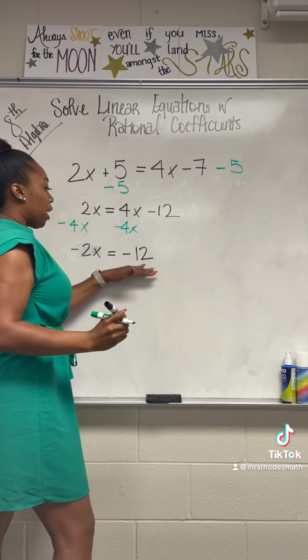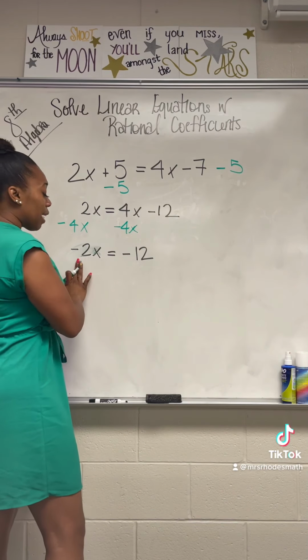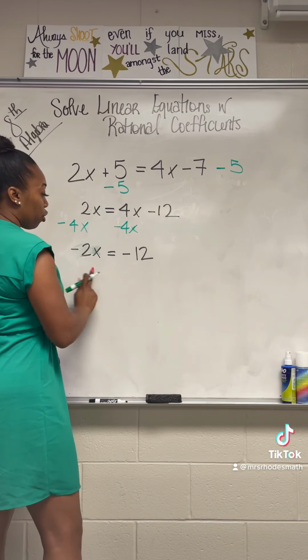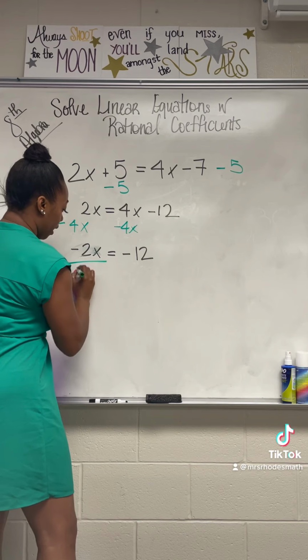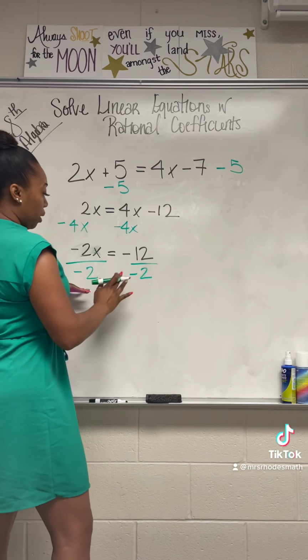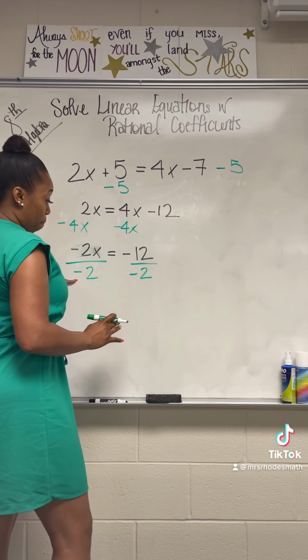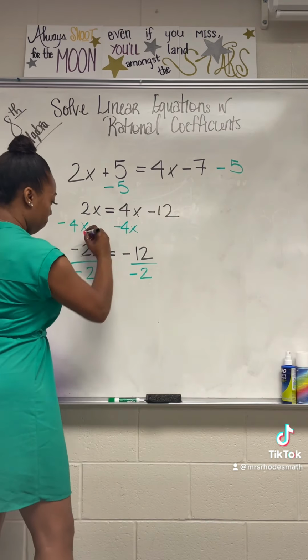All right, now I have to finish solving this, and this is how I'm going to do it. So I have negative 2x and negative 12, and because I need to get x by itself, because that's always the goal, I'm going to divide by negative 2 on both sides. When you divide a negative by a negative, you get a resulting positive. So I'm going to have these cancel out.